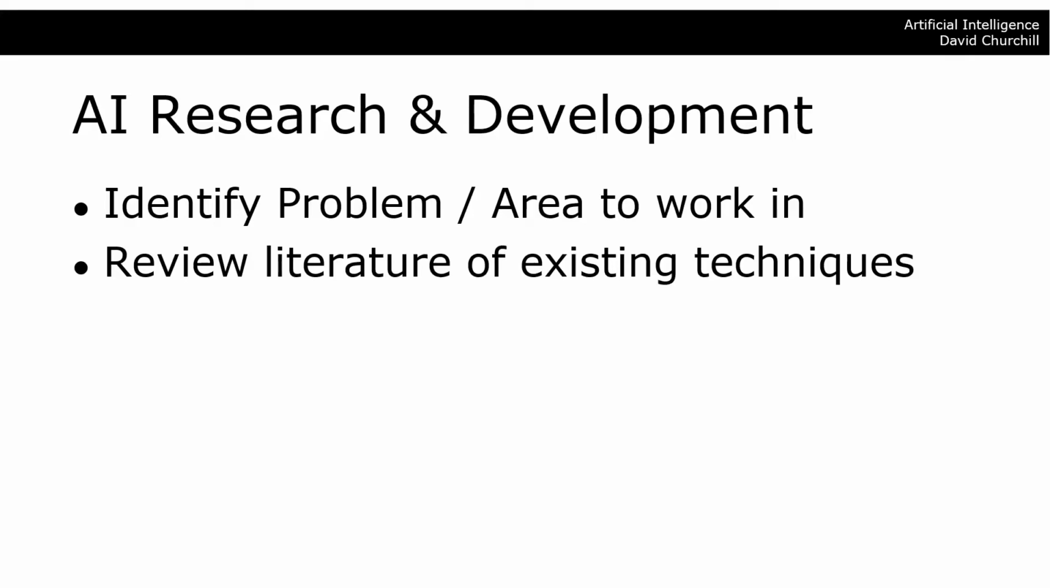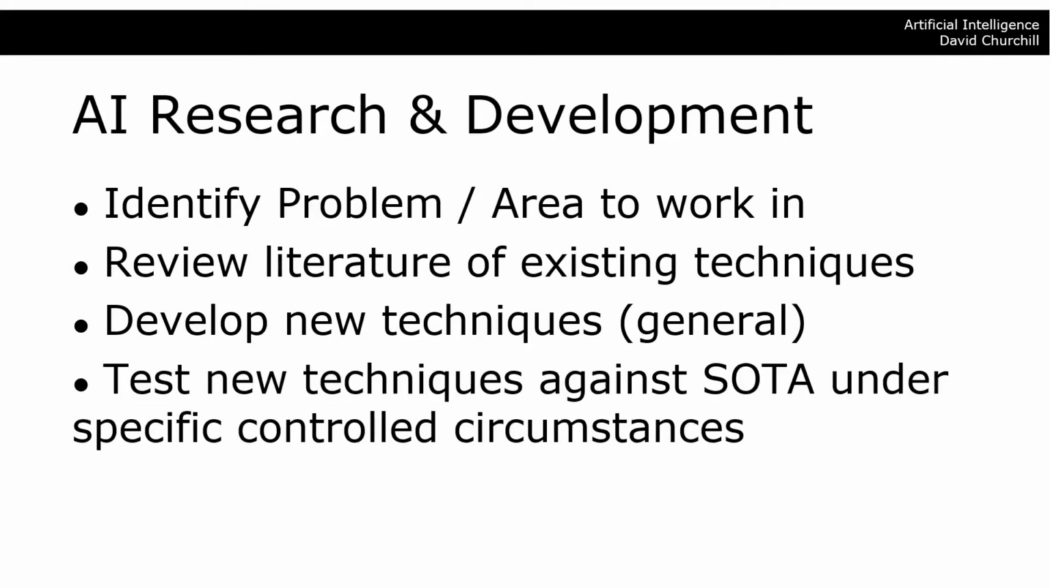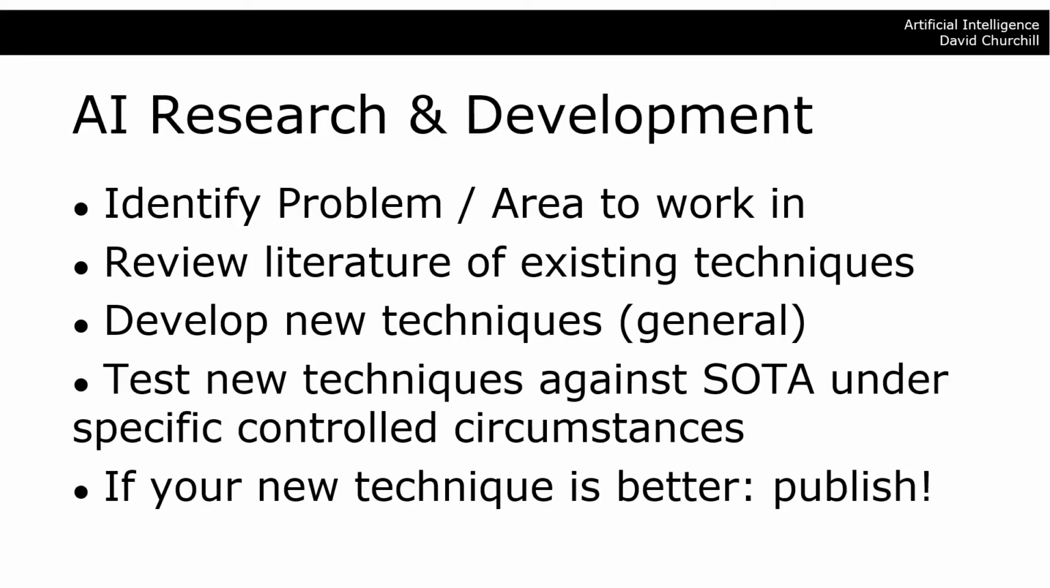Next, what you'll do after you've identified a problem is you'll do a literature review of the existing techniques to solve that problem. Because of course, as researchers, we don't want to reinvent the wheel. Then we'll develop new techniques. So, in general, this is really difficult. So this is kind of where the magic occurs. And then we'll test those new techniques against existing state-of-the-art algorithms under specific controlled circumstances. And then if your new technique is better than the previous state-of-the-art technique, then you can publish.